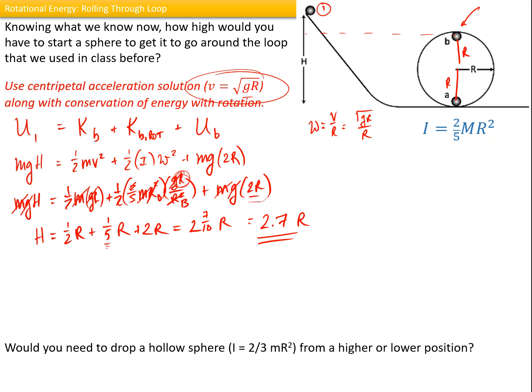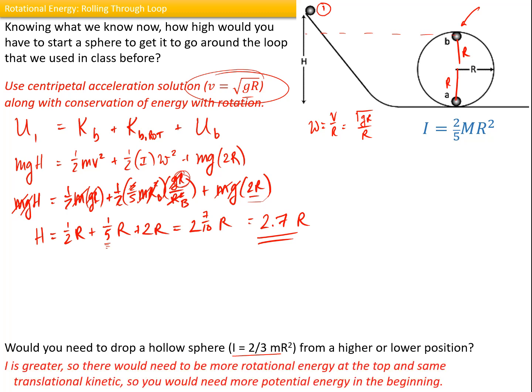And that gets into what you would need to drop if it was a hollow sphere instead, that had a moment of inertia of 2/3 mr squared. In that case, we'd need to drop it from a higher position. Since there's a greater moment of inertia, it still needs to go the same speed when it gets to the top of B, but more energy is going to be put into its rotational energy, so it needs a little more energy in the beginning. I is greater, so you need a little more height to get a little more potential energy, to get a little more kinetic energy when it gets to point B, to account for that extra rotational energy. So that is the end of the quick little rotational energy part that you guys missed in class.